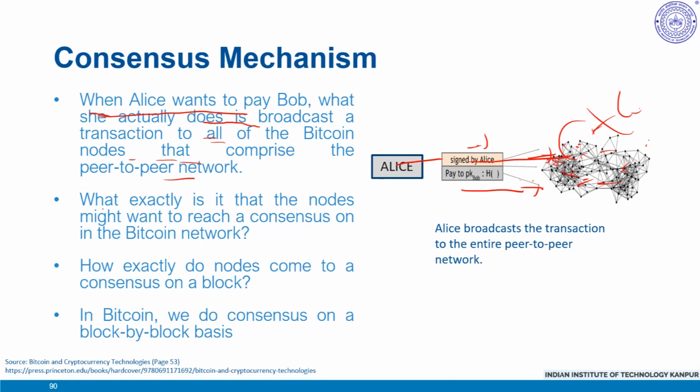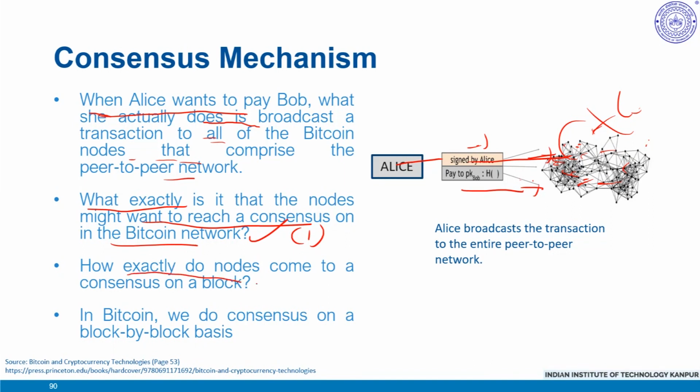Now, what exactly is it that the nodes might want to reach a consensus on in that network? Given that a variety of users, like Alice, are broadcasting transactions on the network, the nodes must agree on exactly which transactions were broadcast and the order in which these transactions happened. This will result in a single global ledger for the system.